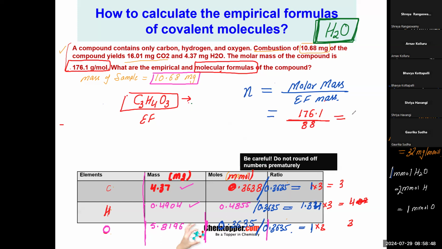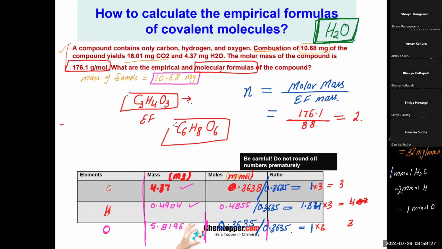So what's this ratio? You know, once I have this 88 in my calculator, I just press inverse times 176. So if you use your calculator, you will know all the tricks also, which can make you more faster in using your calculator too. So what's the molecular formula, children? The molecular formula is C6H8O6.